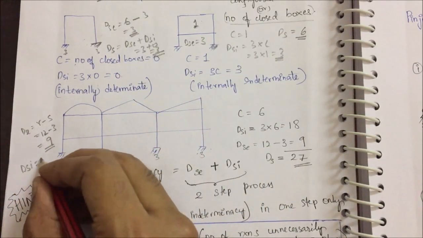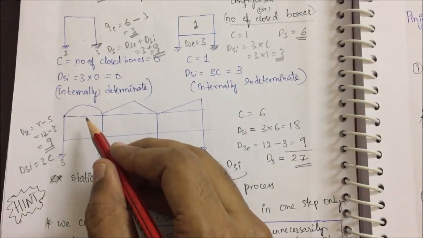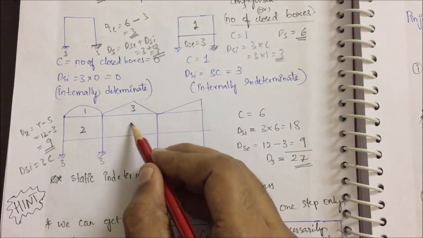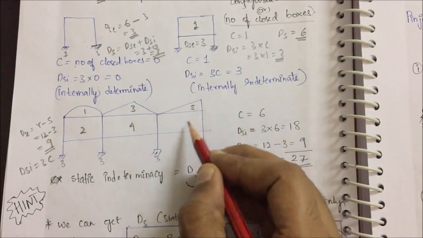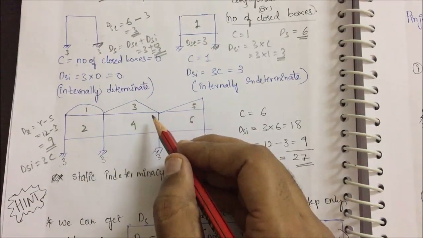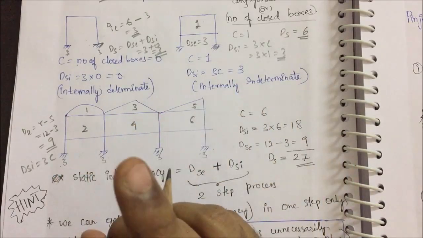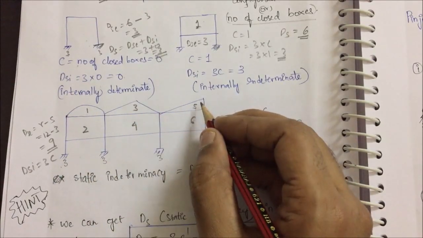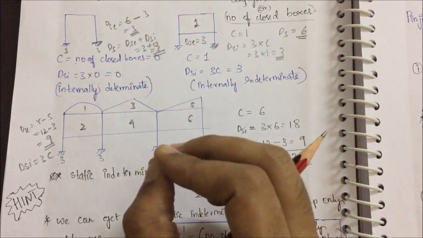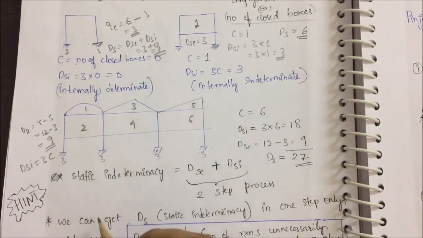Now let us find DSI. What is DSI? 3 into C. So how many C's are there? C means number of closed boxes. I have 1 closed box, 2 closed box, 3 closed box, 4, 5 and 6. The closed box can be of any shape. It is not necessary that it should be a square or rectangle. It can be of any shape. It can be a triangle, a trapezoid, or a pentagon. It doesn't matter. If you find a closed body you should count it as 1. Fine. So there are 6 C's in this diagram.